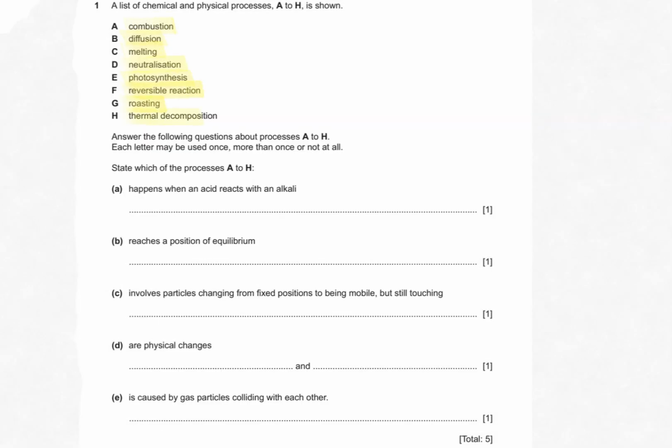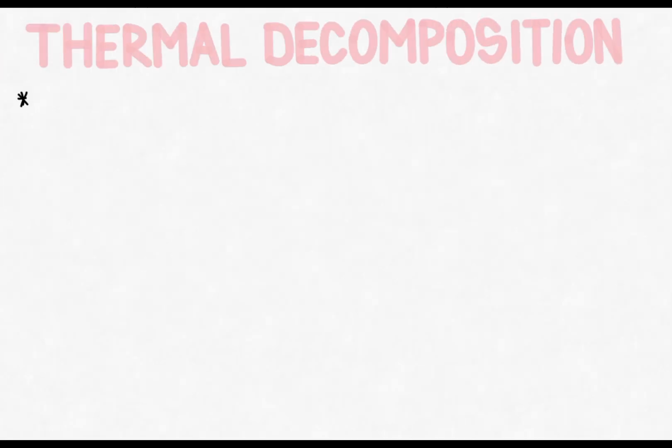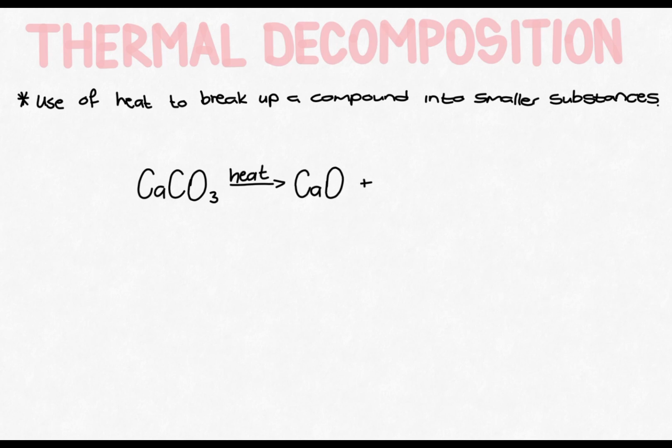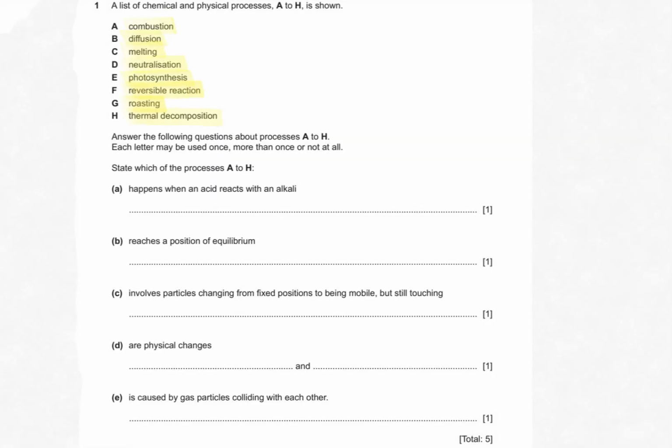Lastly, we have thermal decomposition. Now, thermal decomposition is basically when a substance is broken down into smaller molecules through the use of heat. Now, a good example of this is the thermal decomposition of calcium carbonate. So if we heat up calcium carbonate, we will get calcium oxide and carbon dioxide. Now we can have a look at the questions.